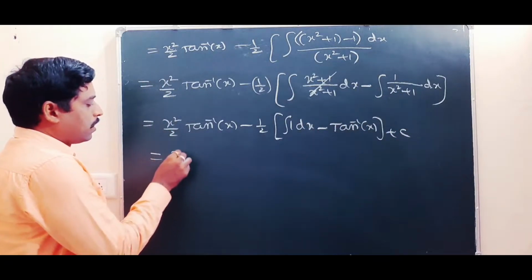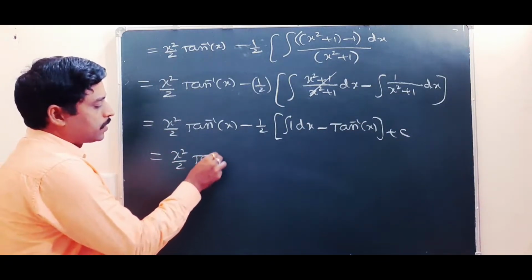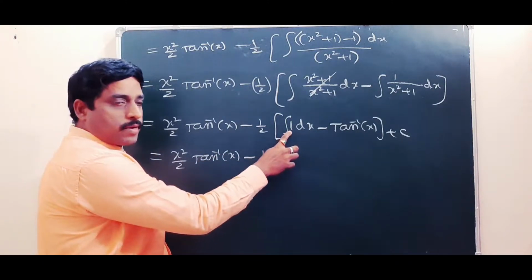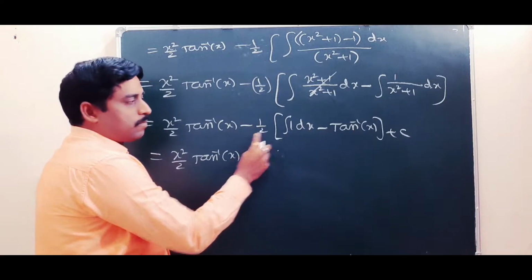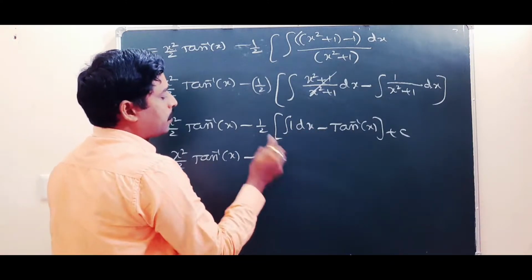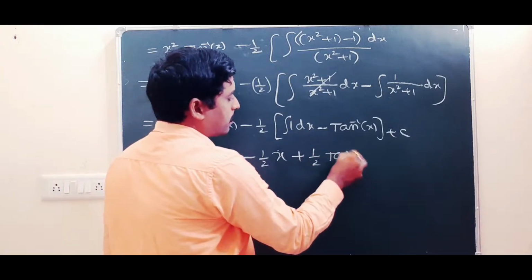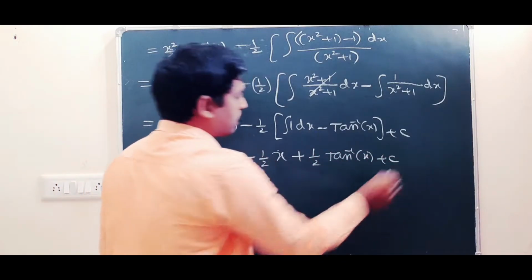Now it will be x square by 2 into tan inverse x minus 1 by 2 times of 1 dx, value x. Minus 1 by 2 multiplied to all: minus 1 by 2 into x, and minus into minus gives plus half times of tan inverse x plus c. So this is the answer.